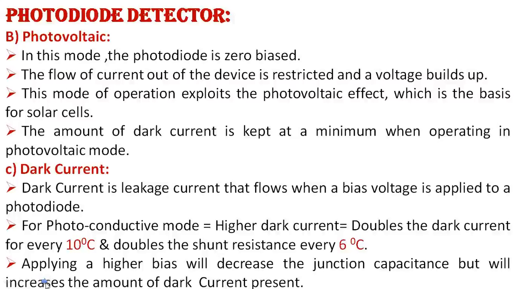In photoconductive mode, with higher dark current, the dark current doubles for every 10 degrees Celsius, and the shunt resistance doubles every 6 degrees Celsius. Applying a higher bias will decrease the junction capacitance but will increase the amount of dark current present.